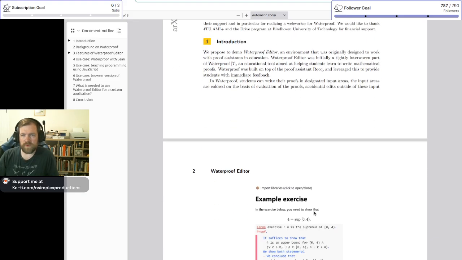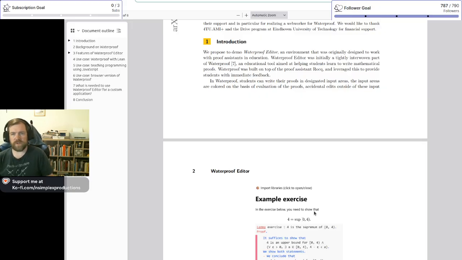We propose to demonstrate Waterproof Editor, an environment that was originally designed to work with proof assistants in education. Waterproof Editor was initially a tightly interwoven part of Waterproof, an educational tool aimed at helping students learn to write mathematical proofs. Waterproof was built on top of the proof assistant Rocq and leveraged this to provide students with immediate feedback.